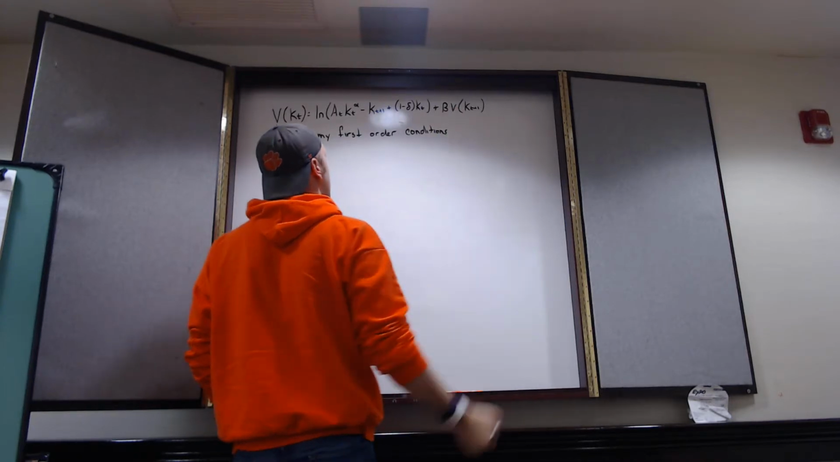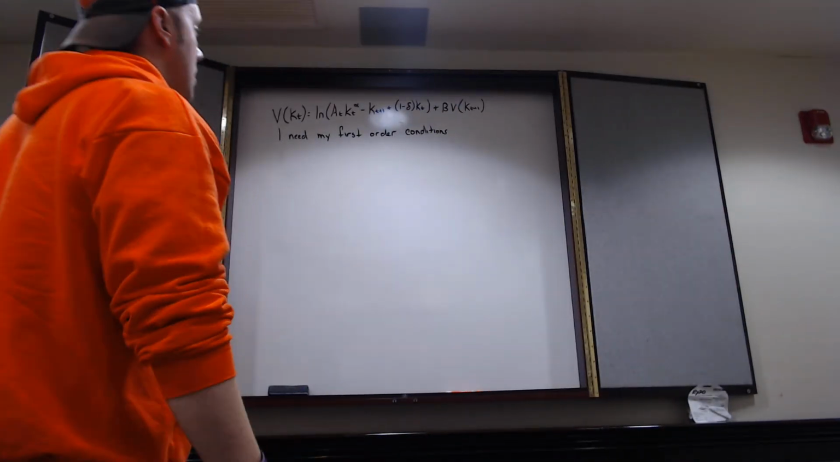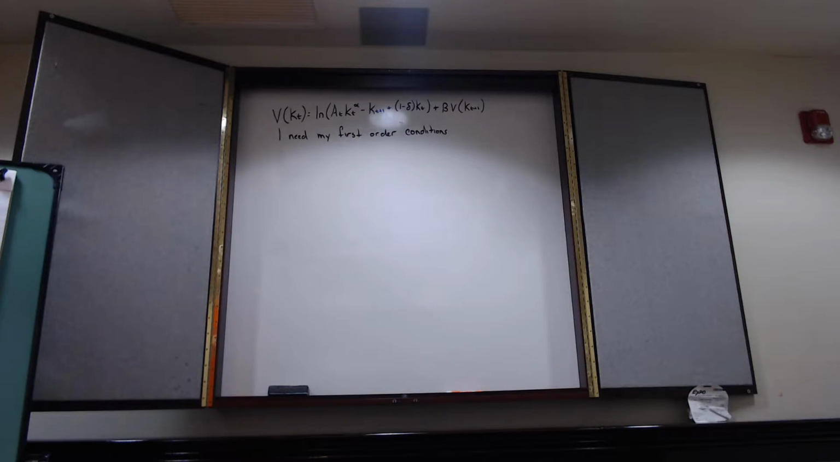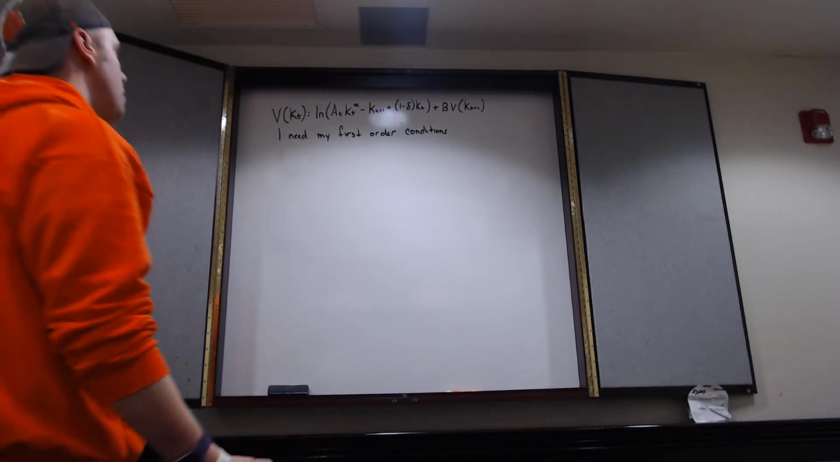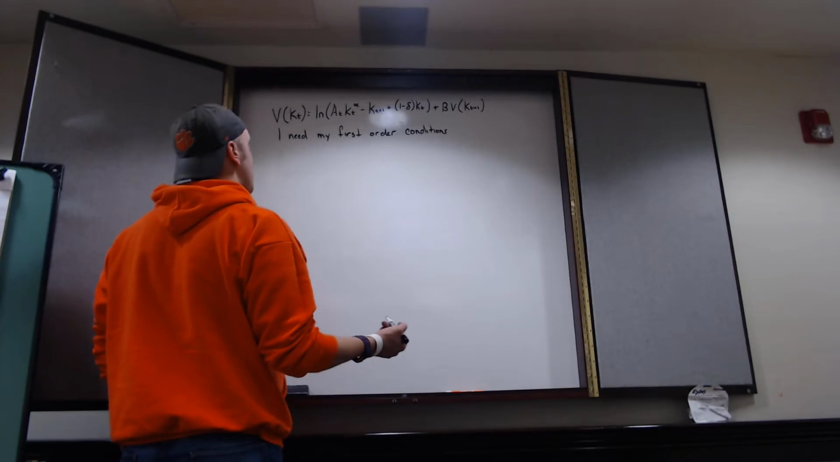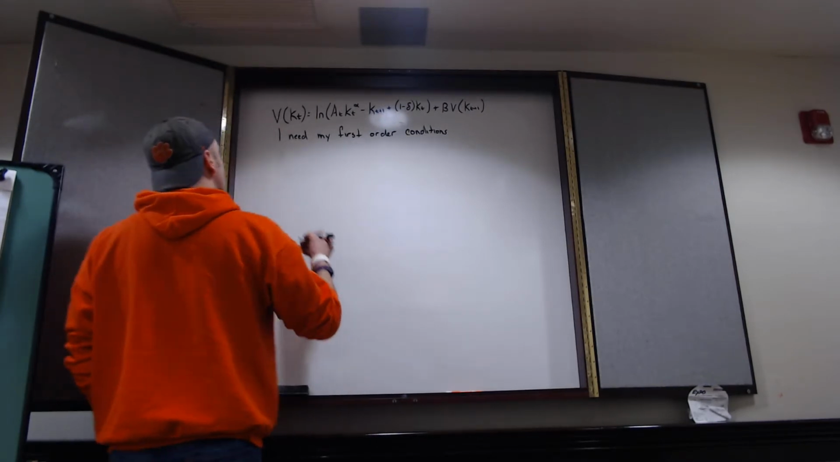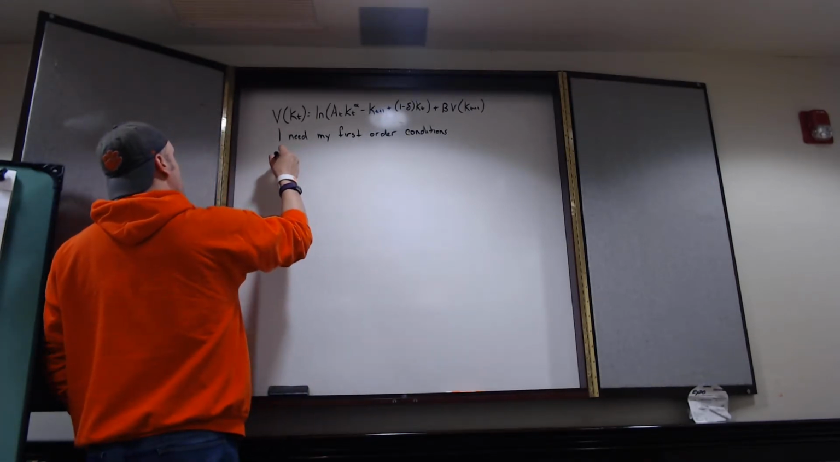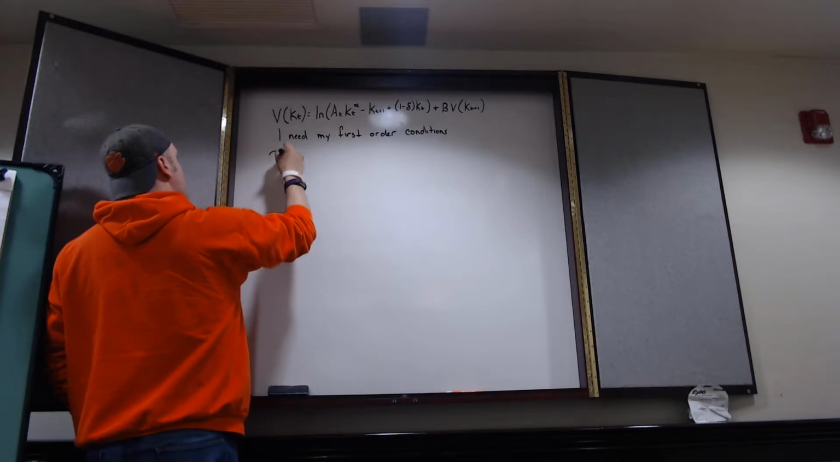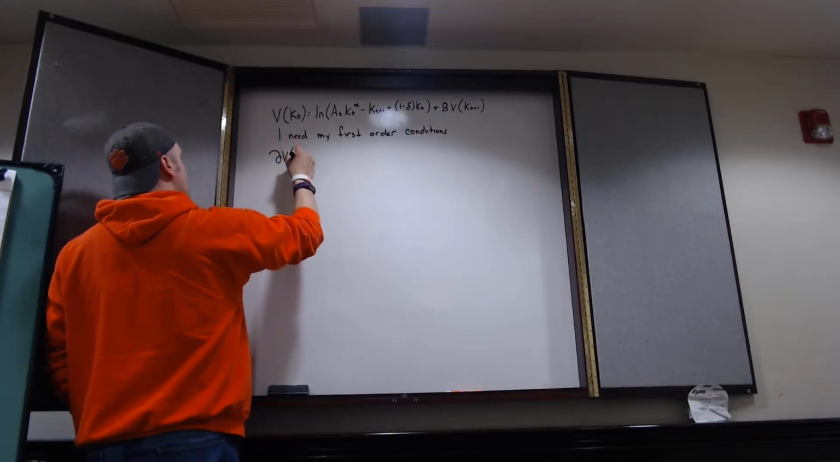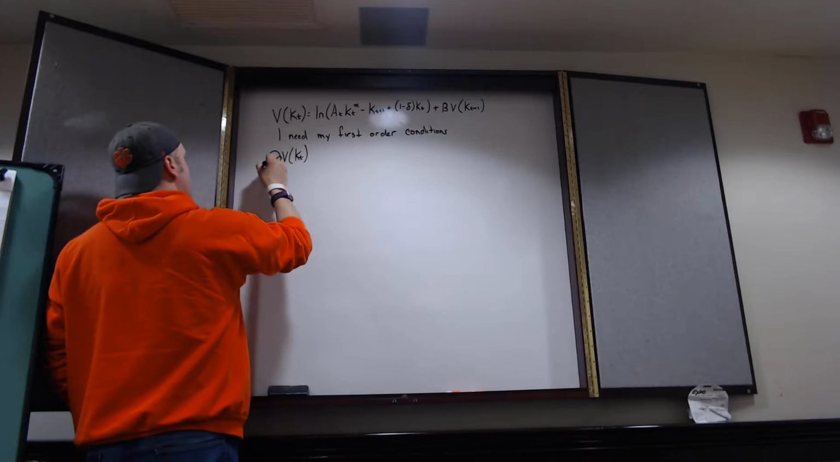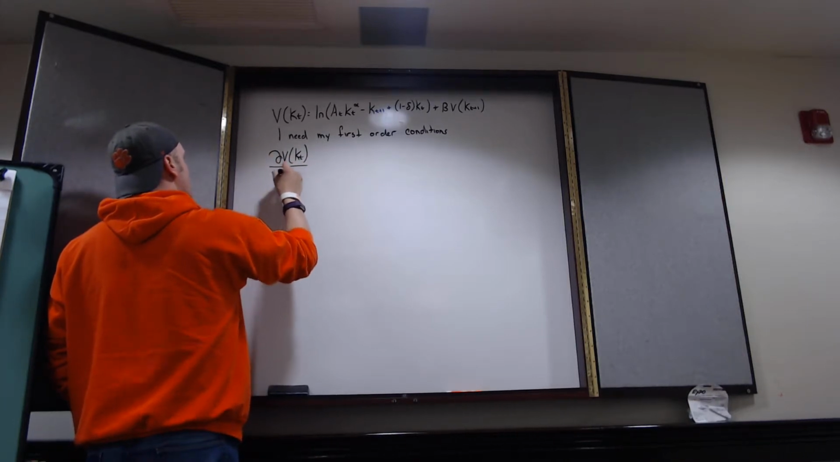Or as we call them in economics, to sound fancy, because as economists we love to just use fancy words to describe things that really aren't that particularly fancy, to make people think they are fancy, to scare them into paying us more money. I need my first order conditions. Right, so what is the first order condition I get? Well, what I need is I need a partial derivative of the objective with respect to kt plus 1.